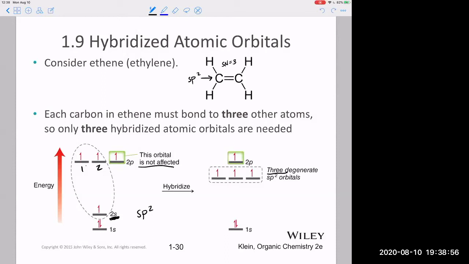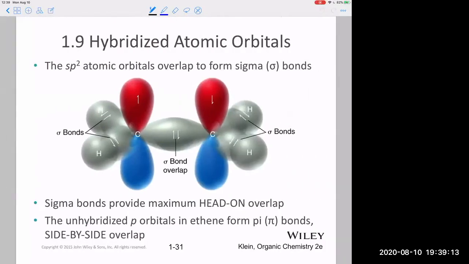If we wanted to draw those in, we could similarly do 1, 2, and then one of these 2 bonds would be in those sp2. The other bond in that double bond is what we call a pi bond, and it's going to be using this guy right here, this unused p orbital. So let's see what that looks like, okay?